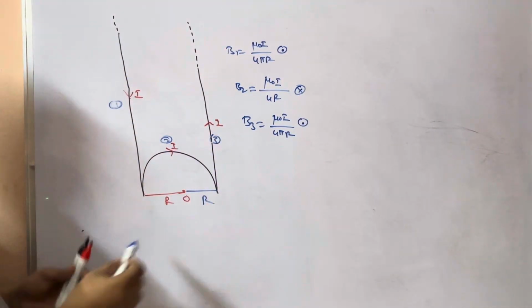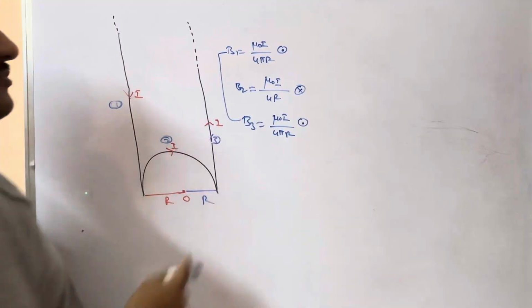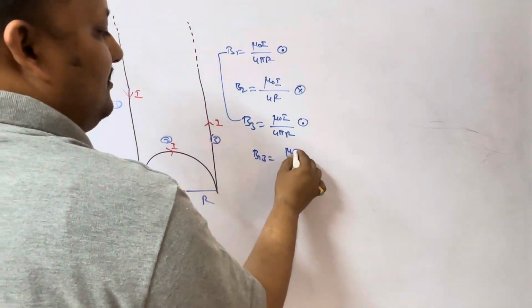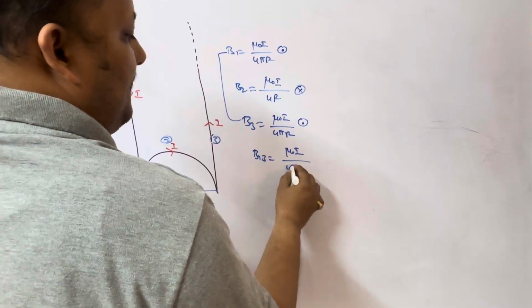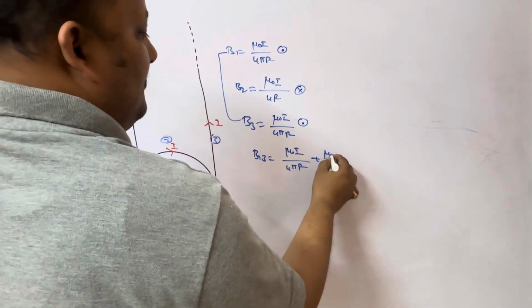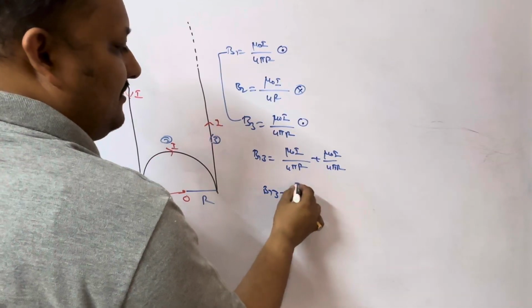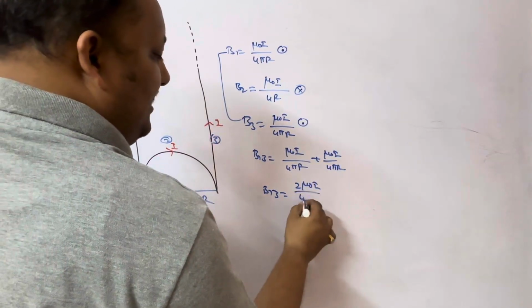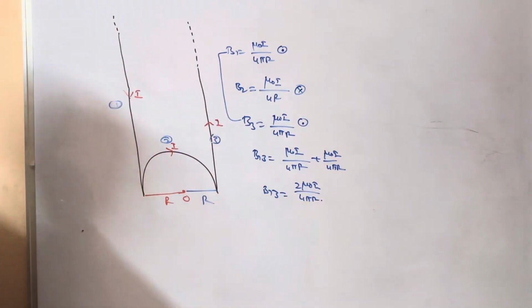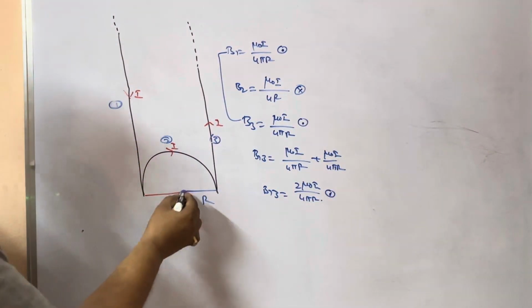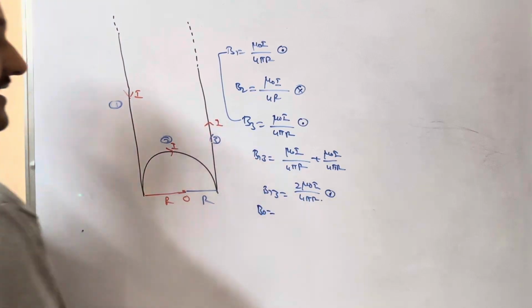Now, resultant of these three. B1 and B3 both are outside, therefore, you can add. So, B13 is equal to mu naught I by 4 pi R plus mu naught I by 4 pi R. So, now B13 equals 2 mu naught I by 4 pi R. So, what is the resultant direction here? B13 outside.